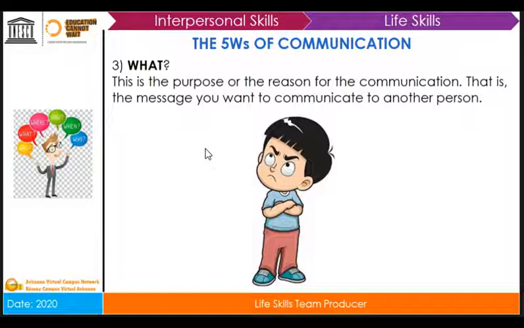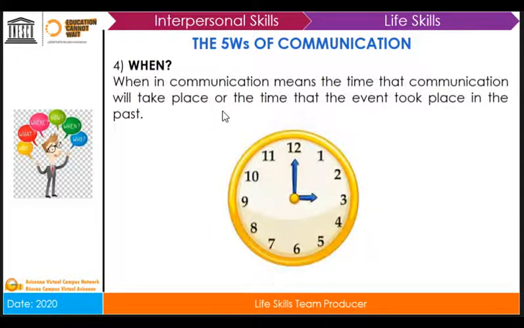For example, what is the message you want to communicate to your parents? Is it concerning your upcoming birthday? Or is it about how you passed your final examinations? So, what has to do with the reason or the purpose for the communication. That is the message you want to communicate to another person.